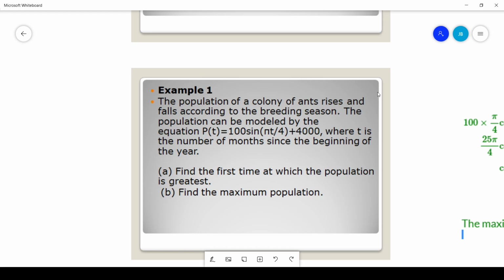The population of a colony of ants rises and falls according to the breeding season. The population can be modeled by the equation P of t. So this one will be easier since the equation is already given. You have 100 sine pi t over 4 plus 4,000, where t is the number of months since the beginning of the year. Now, you just need to find the first time at which the population is the greatest. So this is an application of maximum and minimum of a trigonometric function.